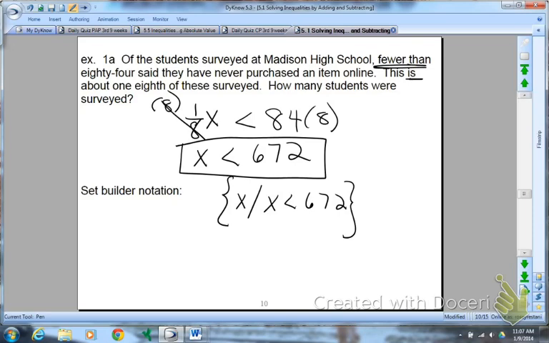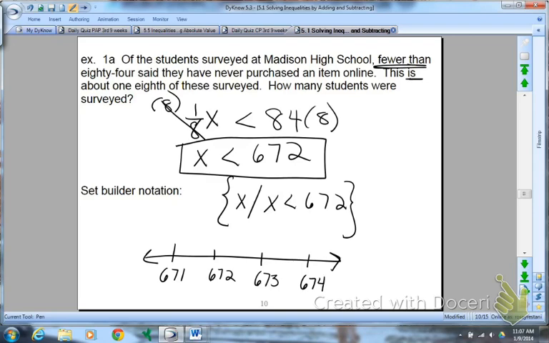Now, I didn't say anything about graphing, but let's go ahead and graph this because you will have to graph a few of your homework problems. Because these numbers are so big, I'm not going to have as many on the number line. Are we going to have an open or a closed circle? Open circle at 672, and it's all numbers that go to the left.